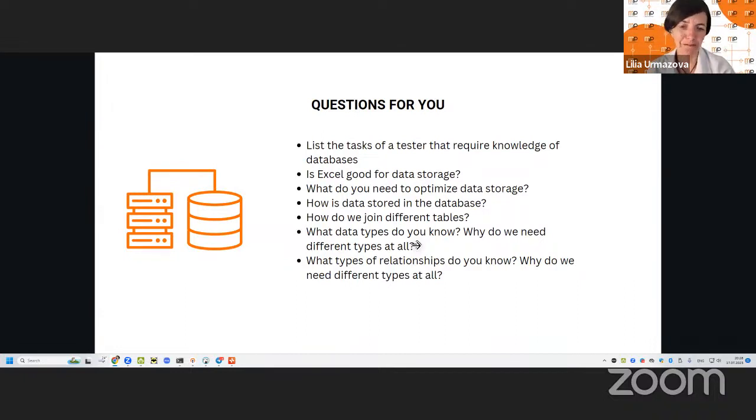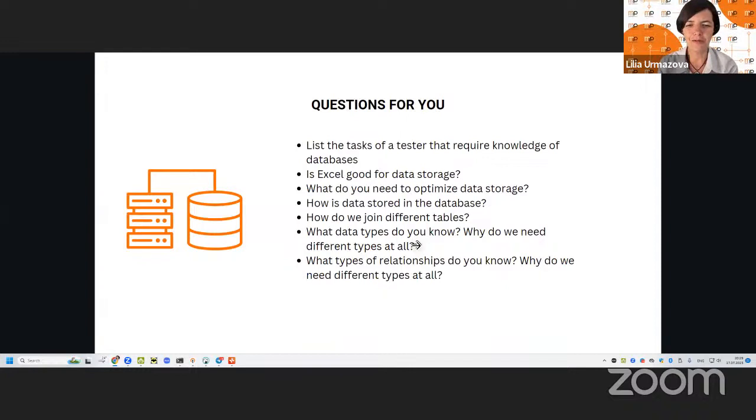Okay, let's go to the next question. How is data stored in the database? What do we have in the database? Where is the data stored? Tables. In cells. Tables and cells in the tables. Okay. I mean, that was an easy question.